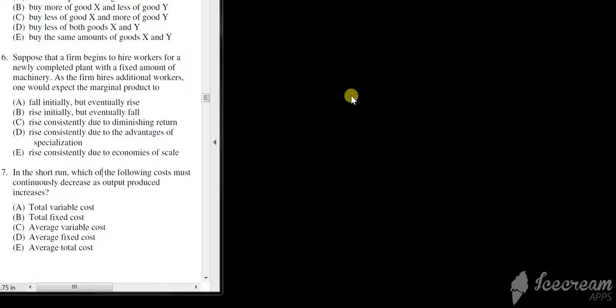Alright, let's do number 7. In the short run, which of the following costs must continuously decrease as output produced increases? So to understand this problem, we need to understand the terms that they're using. So let's just go over them.